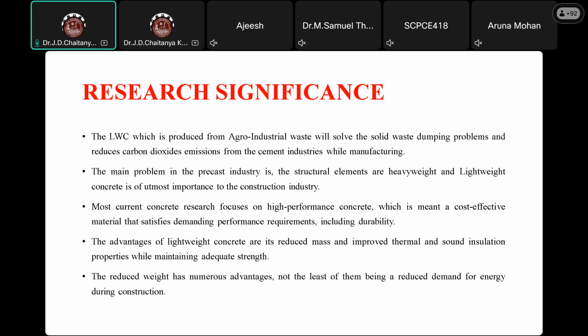So we can use the minimum. First of all, we have the physical properties of the oil palm kernel. Okay.